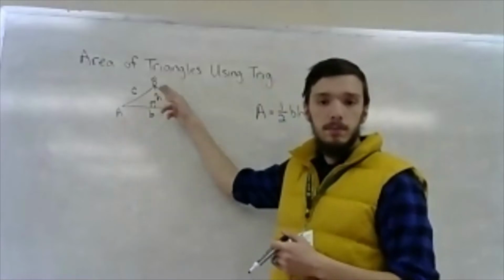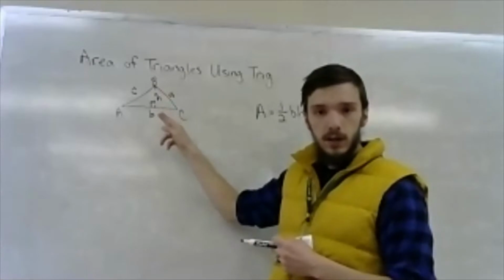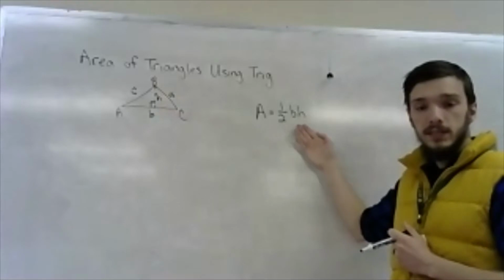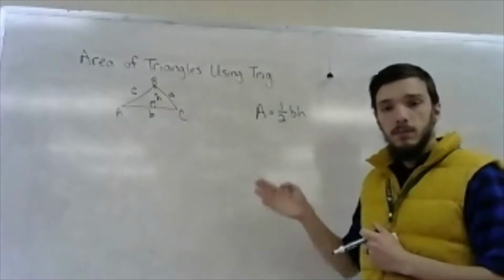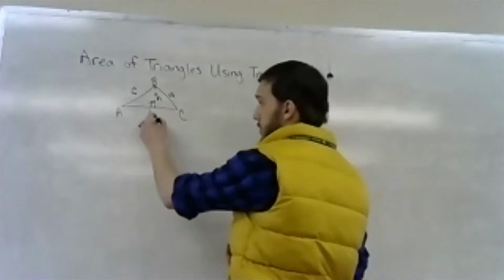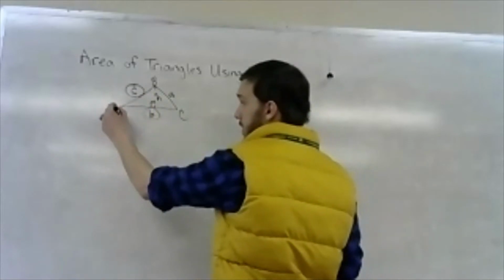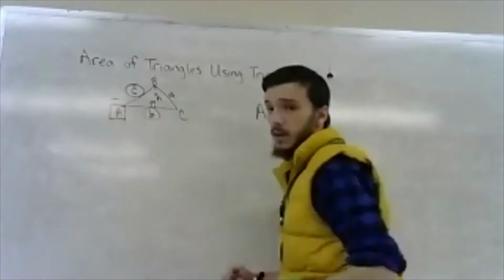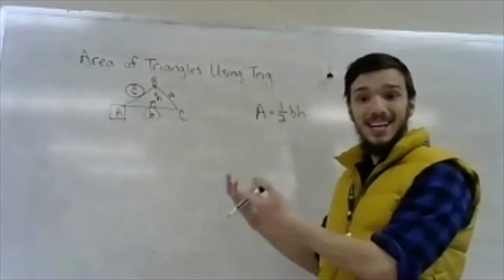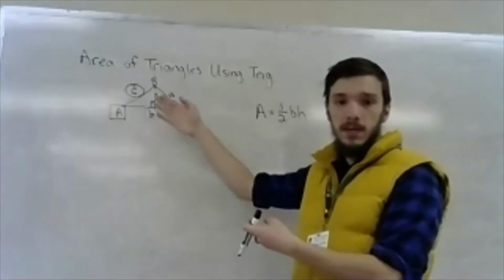Okay, so I've drawn triangle ABC. And I drew in the height here because in order to find the area of a triangle, you need 1/2 times the base times the height. But let's imagine that we're only given the values of side B, side C, and angle A. How can we find the height of this triangle using only side B, C, and A?